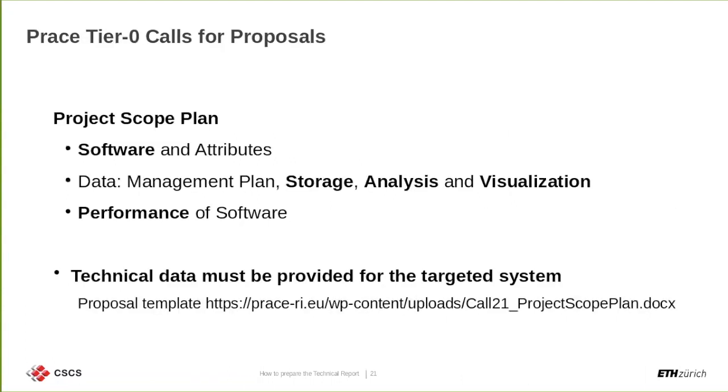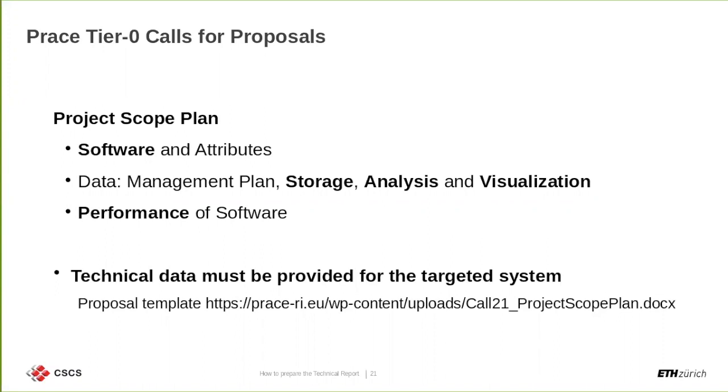Let's switch now to the PRACE Tier-0 calls for proposals. So far, we have talked about the national call for proposals and the requirements. The technical report is partially done in a similar way also in the PRACE Tier-0 calls for proposal. Here, the template is different. The proposal template is available at the link at the bottom of the page on the PRACE research infrastructure web page. And it is called project scope plan.